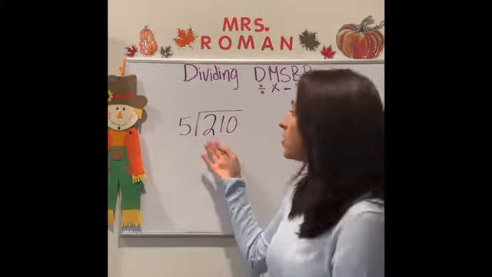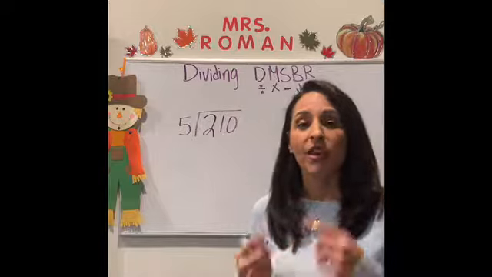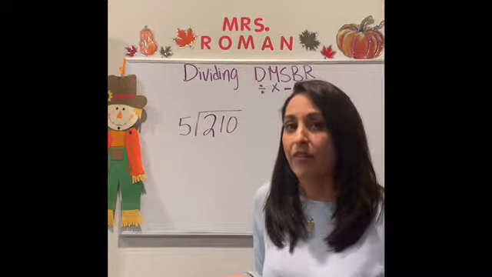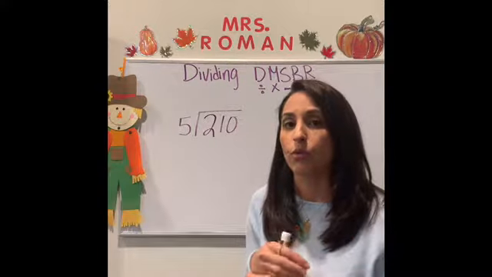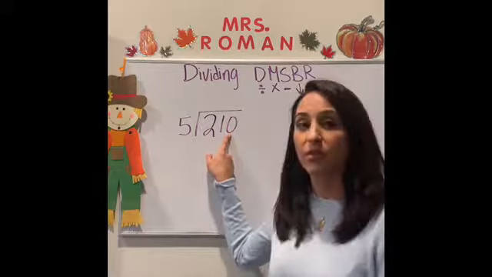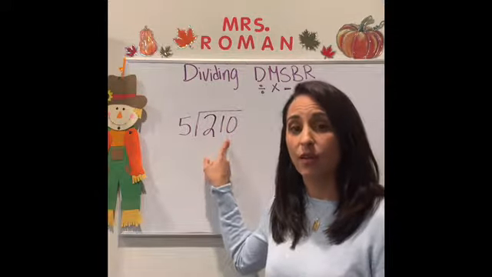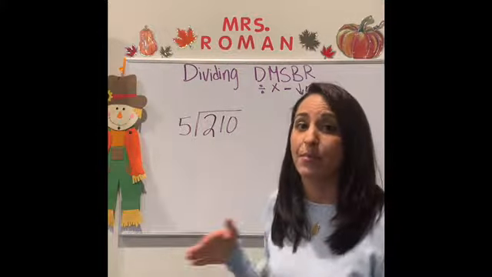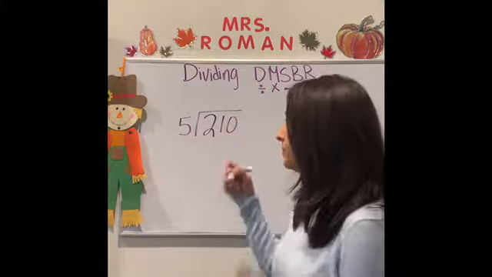First problem, 210 divided by 5. Before I even start, I think to myself, is 210 even divisible by 5? I try to connect those divisibility rules and apply them to what I'm learning right now. This ends with a 0. So yes, anything that ends with a 0 or a 5 is divisible by 5. I will not have a remainder here. I am guaranteed. So here we go.